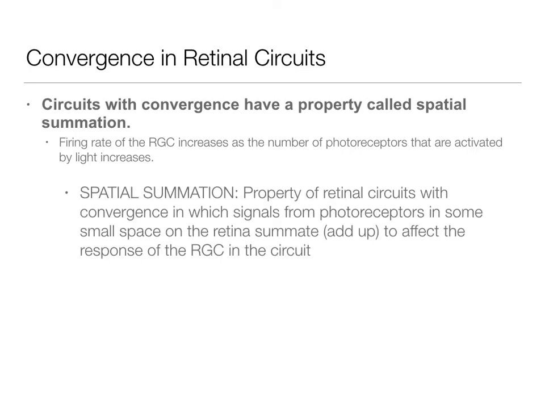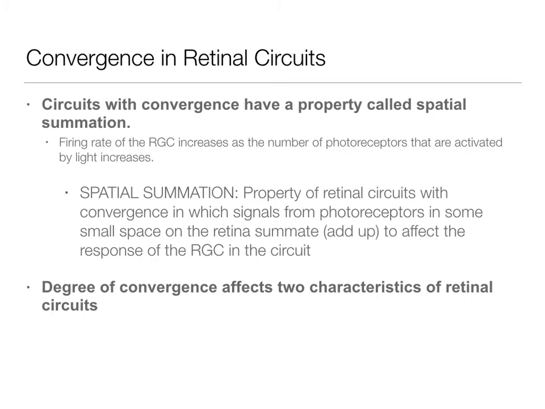So again, this spatial summation, the definition from your book, is the property of the retinal circuits with convergence in which signals from photoreceptors in some small space on the retina add up to affect the RGC. Okay, so again, the more pressure we have, the more light being received by more of these rods, the higher the firing rate of the RGC.